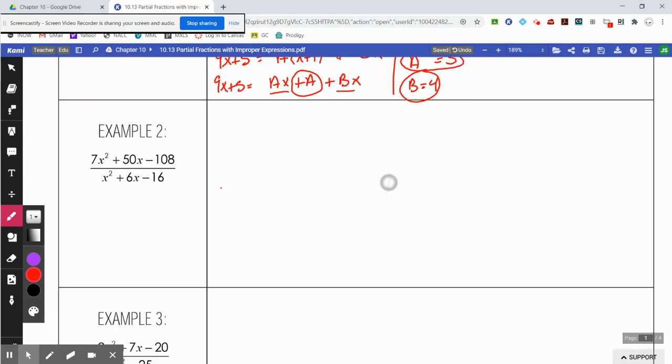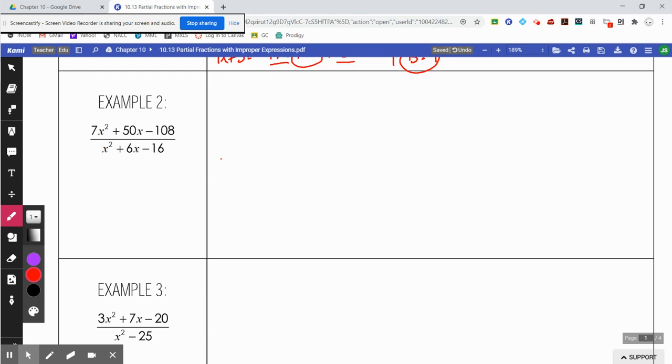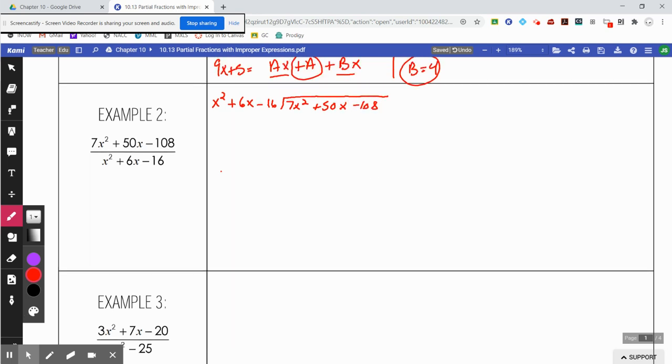Let's do another one. Step number 1 is we divide this. So we're going to use long division here because the powers are the same. So you have x squared plus 6x minus 16 divided into 7x squared plus 50x minus 108. x squared into 7x squared goes 7 times. So let's distribute. Gives you 7x squared plus 42x minus 112. Subtract. These will cancel. 50 minus 42 gives you 8x. Negative 108 minus negative 112 is negative 108 plus 112, which is a positive 4.